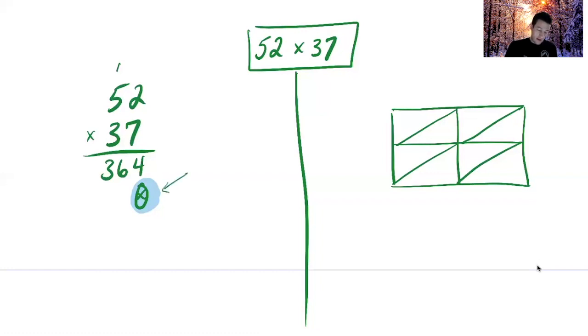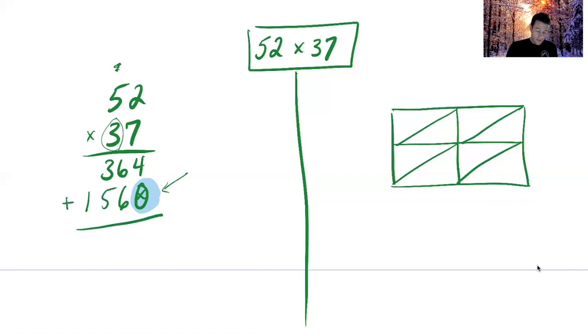Now, I like to add that X just because if we had a math fact that produced a 0, was that a 0 or was that my actual placeholder? I always put an X in there. You don't have to. I'm just giving you my 2 cents. Anyways, we go to the 3 now. 3 times 2 is 6. 3 times 5 is 15.